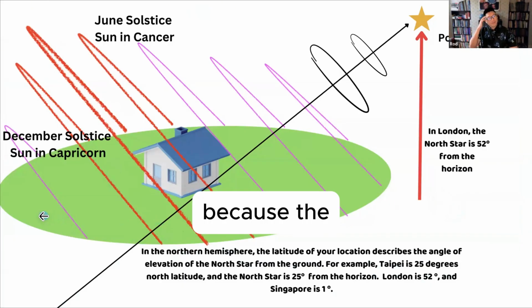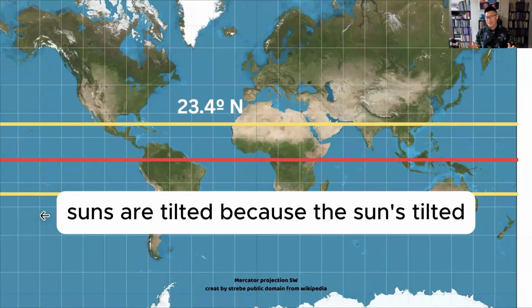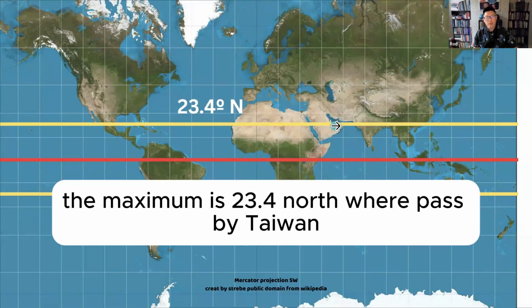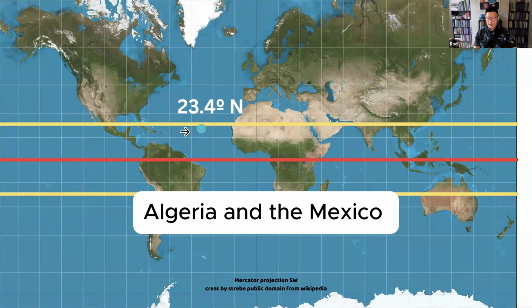Because the sun's tilted, it moved from the equator toward the north. The maximum is 23.4 north, which passes by Taiwan, south of China, India, Abu Dhabi, Algeria, and Mexico.